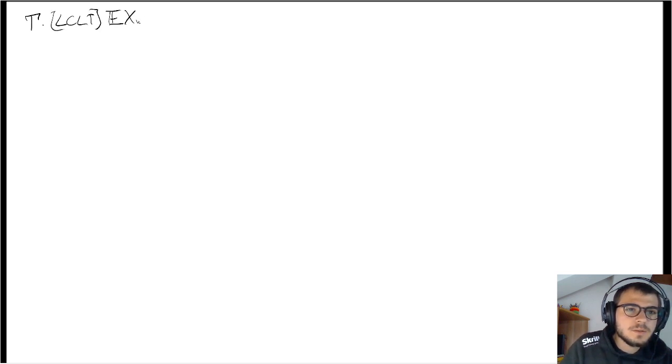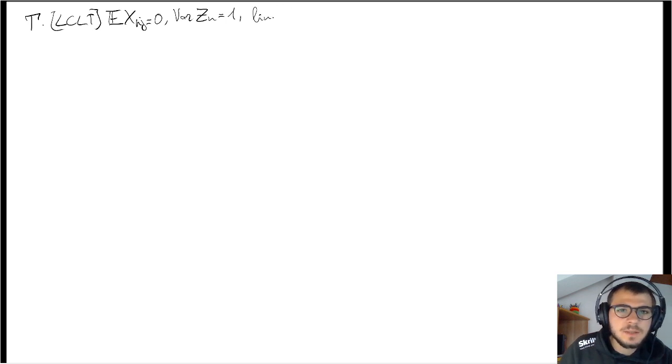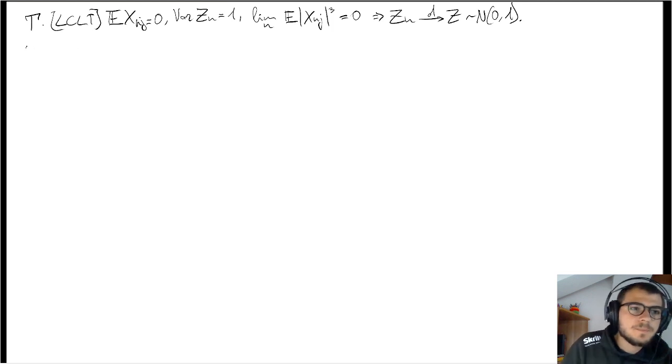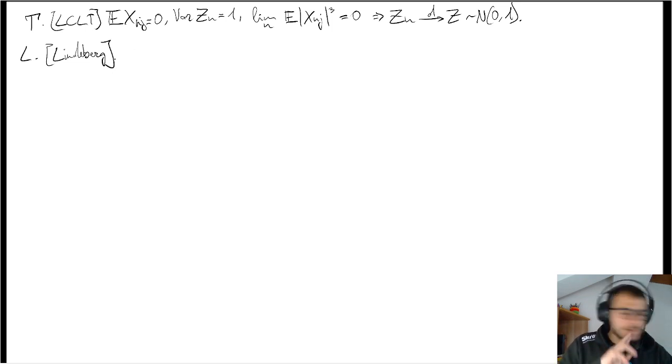If the expectation of X_{n,j} is 0, the variance of Z_n is 1, and the limit over n of the expectation of X_{n,j} to the third power is 0, then we have that Z_n converges in distribution to Z, which is a standard normal. Lindeberg. Again, I don't remember this.